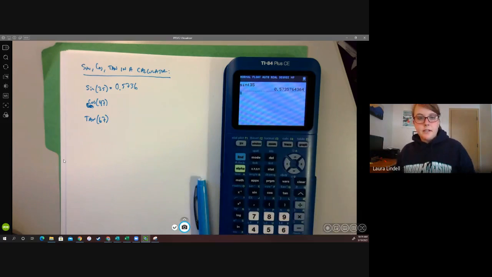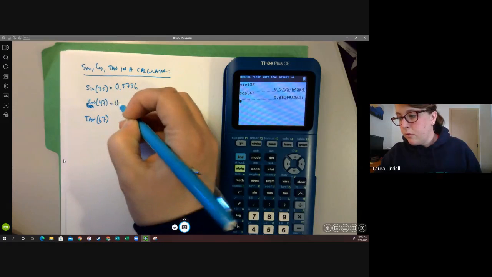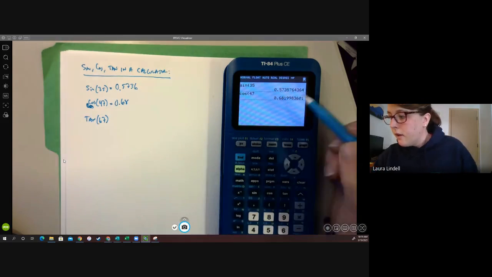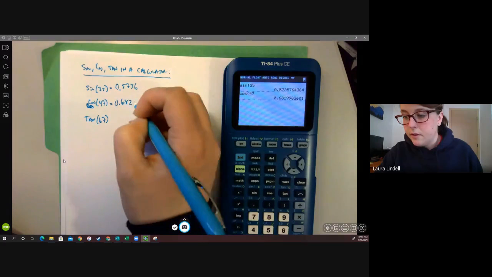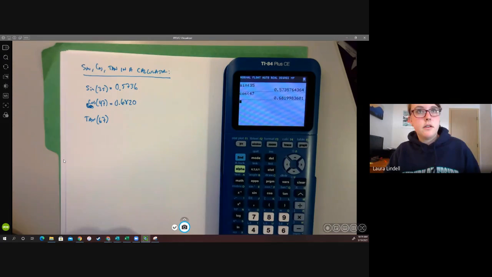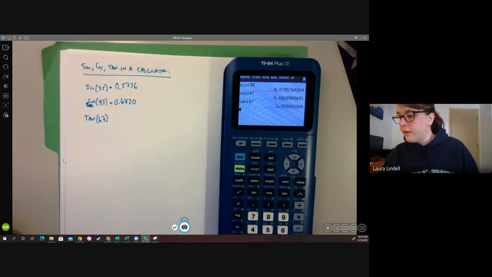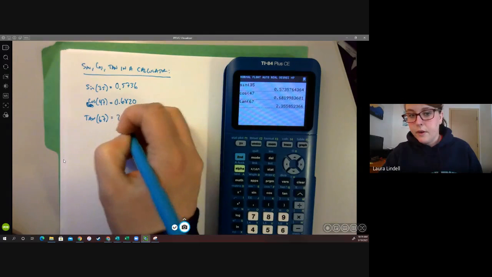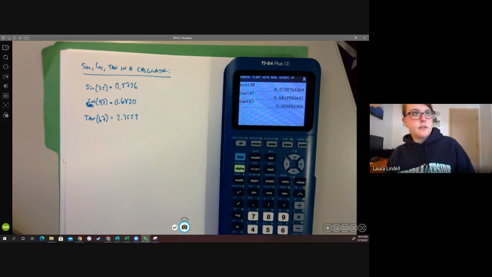Okay, so the next thing that we would do is you can do it for cosine as well. You can find cosine of 47, enter. And we would get 0.68. The 9 rounds the 9 up, which rounds the 1 up to a 2. And then the same thing, we can do tangent 67, enter. And that gives us 2.3559 if I'm going to 4 decimal places.